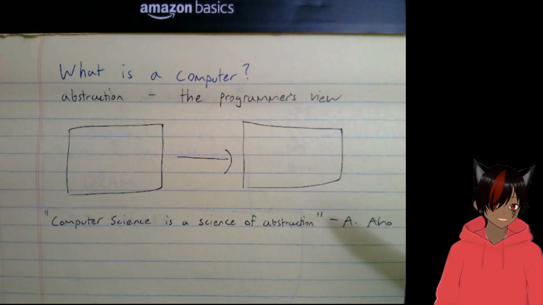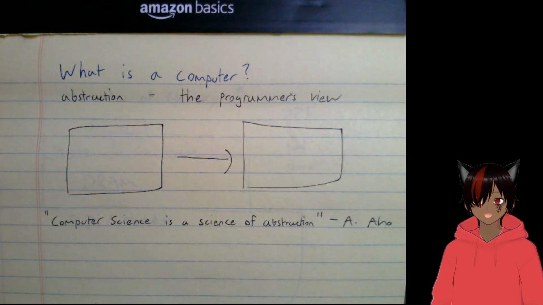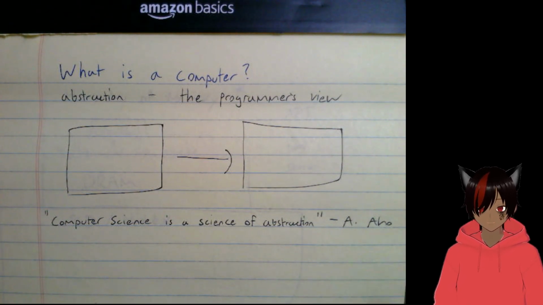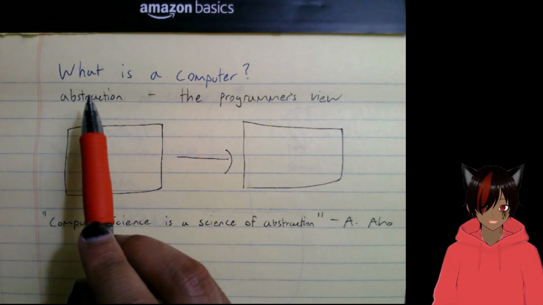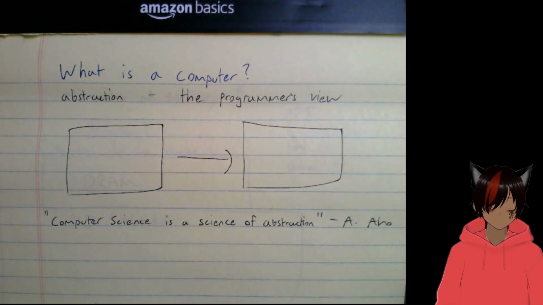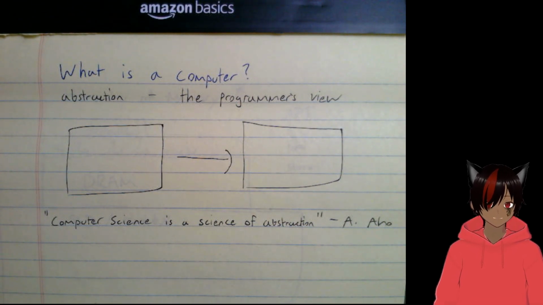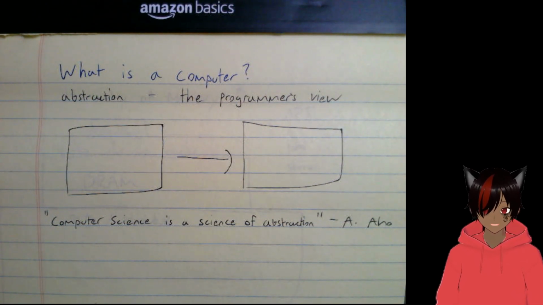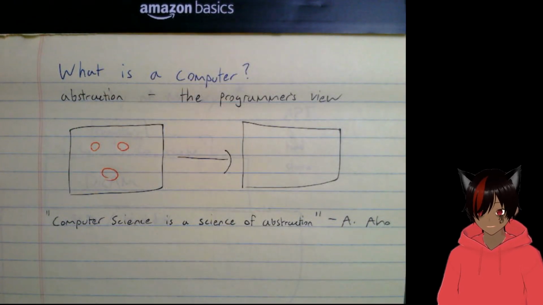What I'm trying to get at is, what is a computer, aka why do programmers need to know about hardware? So what is a computer? I think one correct answer would be that it is an abstraction. To the programmer, it is a simplified view of something that is pretty complicated. An example of an abstraction would be, say we have three circles.